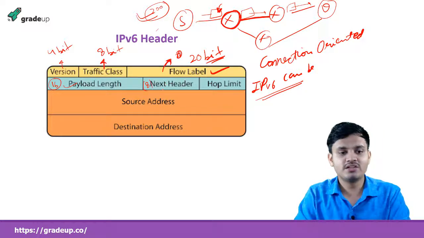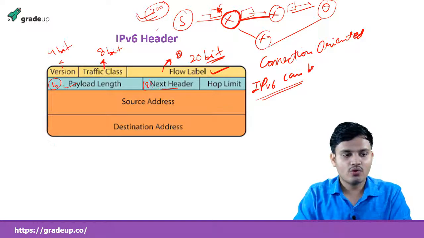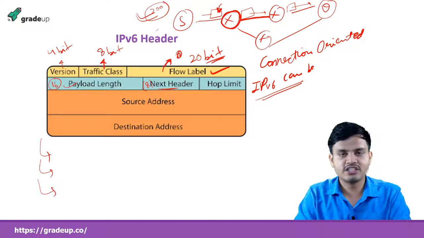Next header means it will have a code. For the next header, we are going to include it here. Okay, I will tell you about this next header. This is hop limit. Hop limit is the same as time to live. It is also 8-bit. We have the source address.